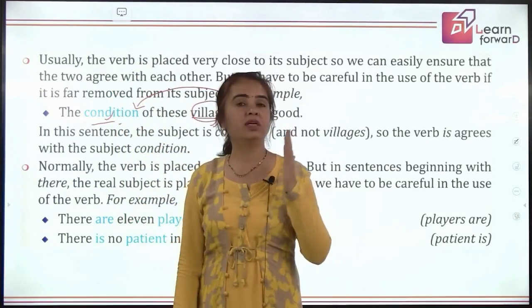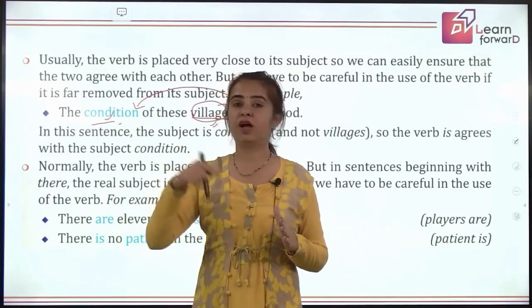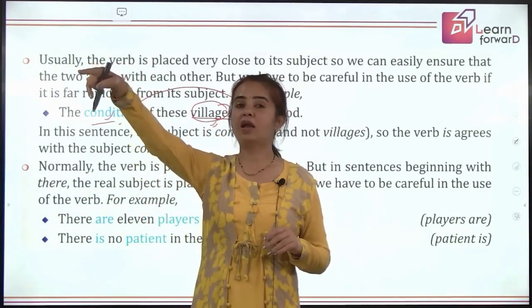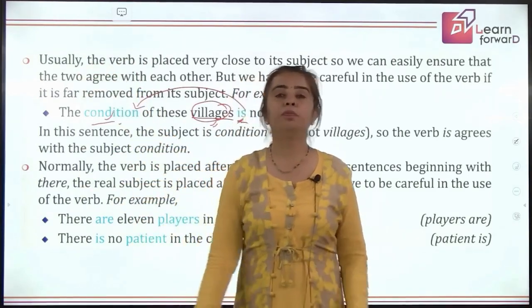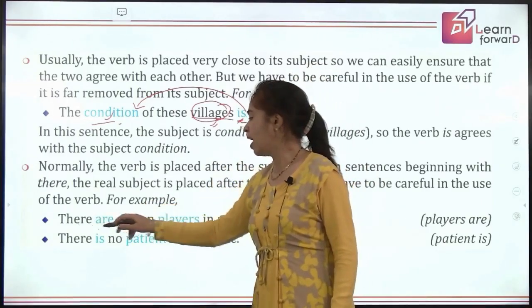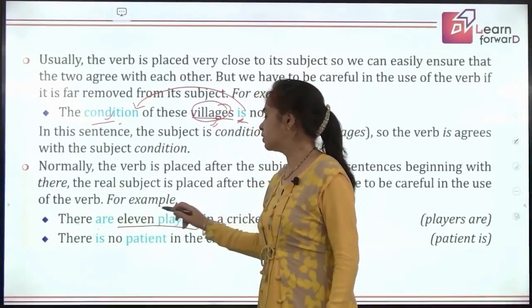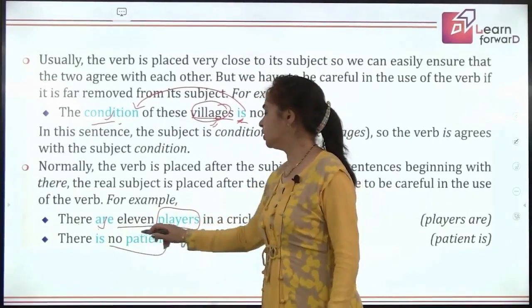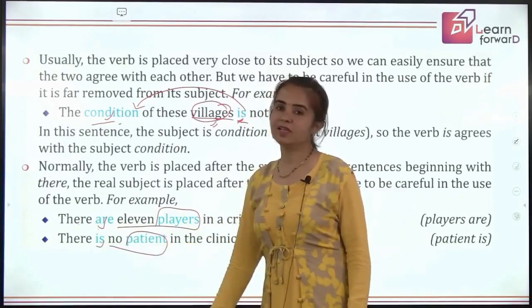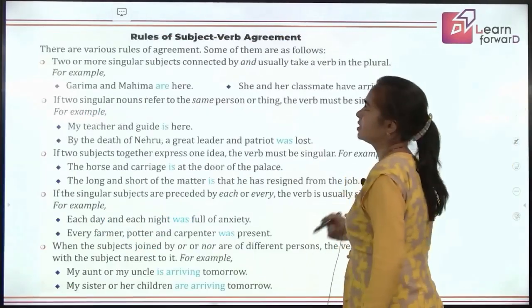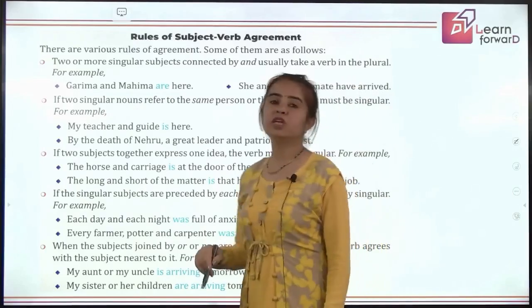So both the sentences I am starting with there, but in one I am saying is because my book is singular. In the other I am saying are because boys is plural. So this is what we have to follow. There are 11 players. It is plural, so we are using are. There is no patient. This is singular, so we are using is. Right? These are easy things. Yes.